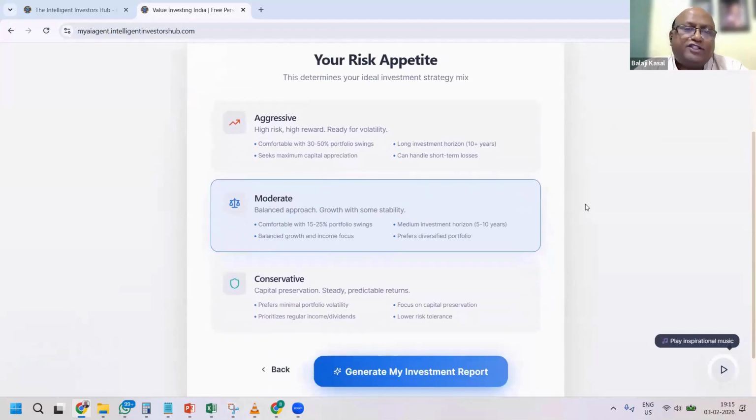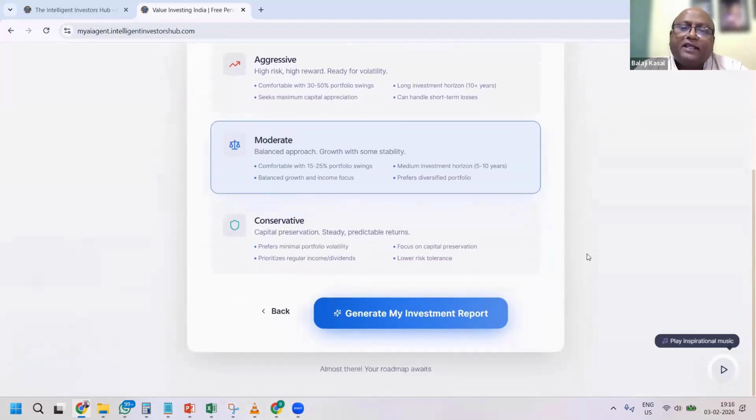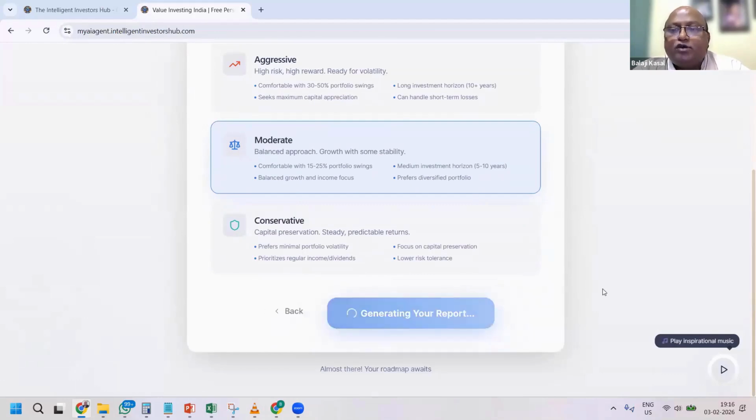Now you can select aggressive, or moderate, which is a balanced kind of thing. I wouldn't say balanced, but once in a while you might need to take risk. And conservative, you don't want to risk, dividend basis, all that you can do. For now, let me set a moderate risk appetite and generate. Most of the things are inputted. Let me see what report comes out of this.